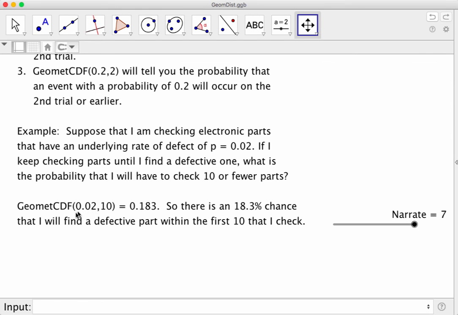So the probability is 0.02, which again remains the same for each trial. And we want to see what's the probability that we will find a defective part on or before the 10th one that we check. So this gives us a value of 0.183, which means there is an 18.3% chance that I will find a defective part somewhere within the first 10 that I check.